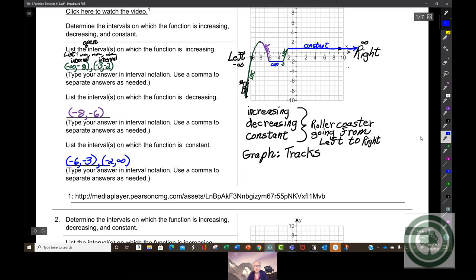Okay, now I'll tell you the reason that we only use parentheses. If I were to use a bracket at -8, then I would be saying that -8 on the x-axis is part of the increase, but not part of the decrease, because it can't be two things at once. Therefore, it has to stay neutral. Not increase, not decrease, but that very temporary point in between. That's the reason.